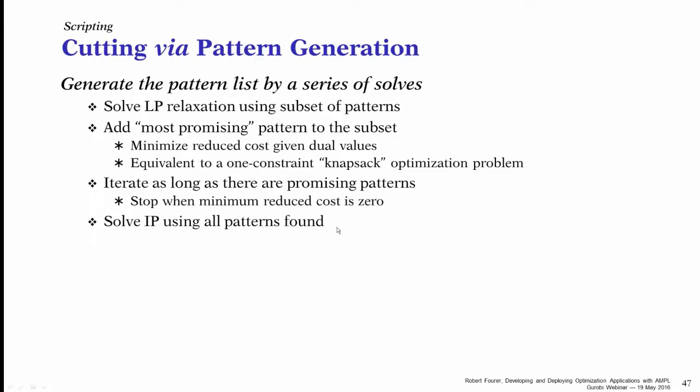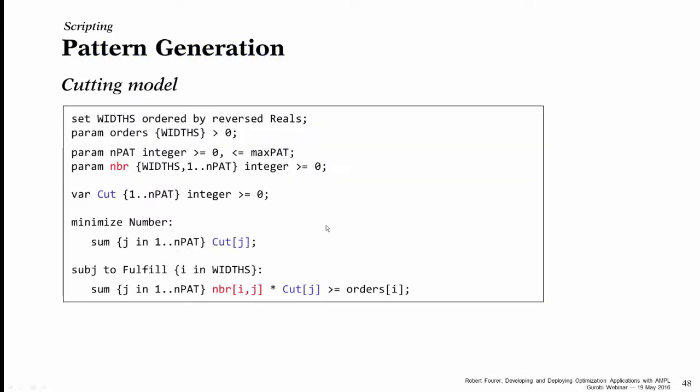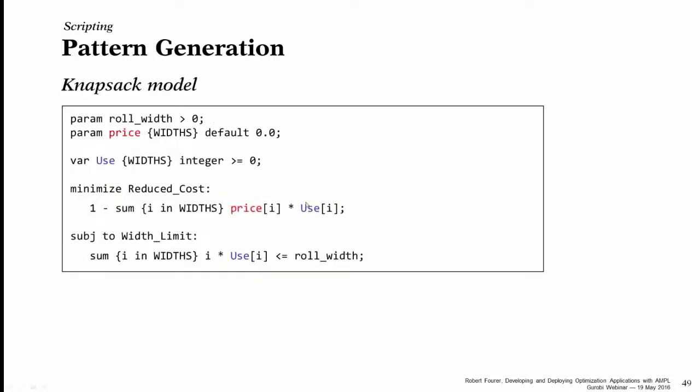Again, you have a model that looks the same as before. But now you have a second model. In the second model, the variables are just how many of each width to use in the new pattern you're generating. Don't think that you need to understand why I put all this here. I'm just throwing this up to show that there's another model.